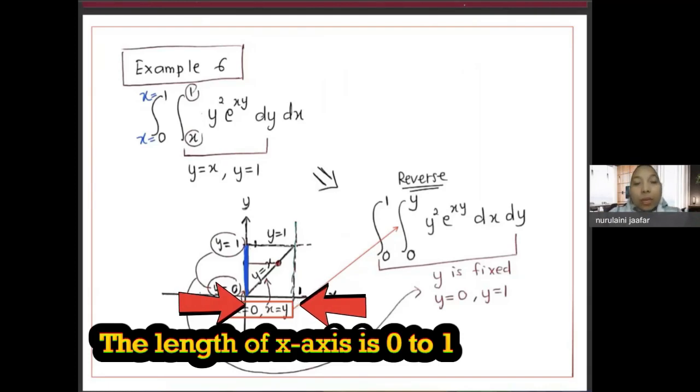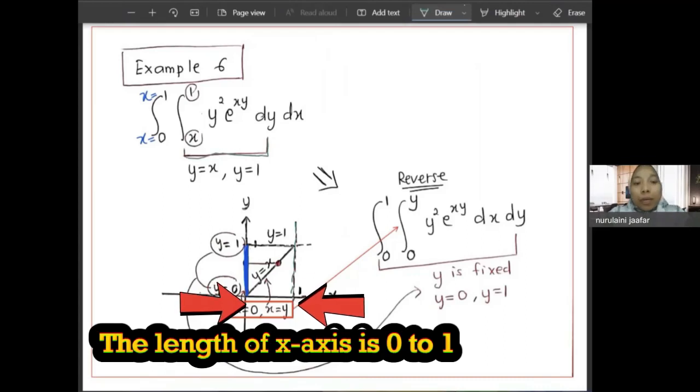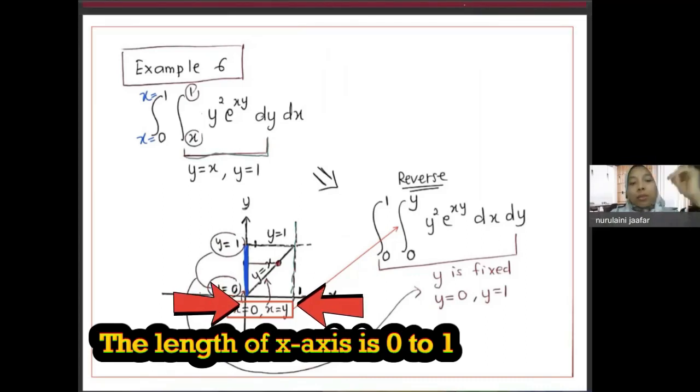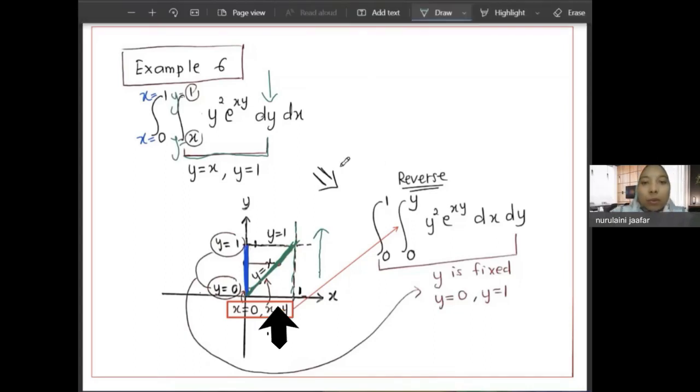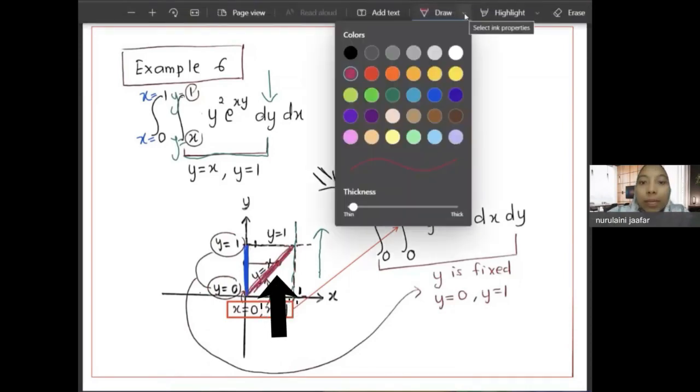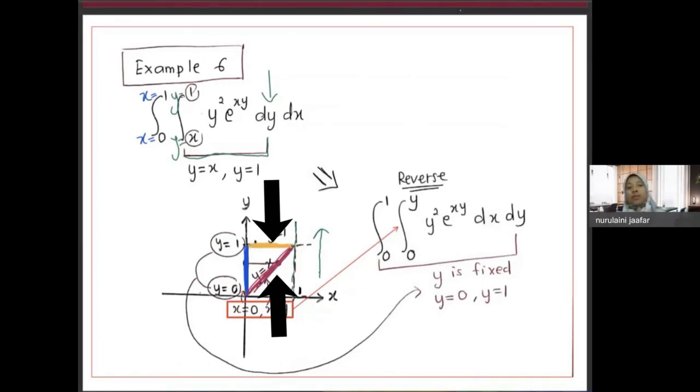So what you should do is check dy, the inside one. For dy, you check y equal to x. Where is y equal to x? Y equal to x is here, right? Remember, dy means you integrate from here to here. So dy is y equal to x until y equal to 1. Y equal to x, this one, and then y equal to 1, this one. So, from the question, you know that the region is this one.